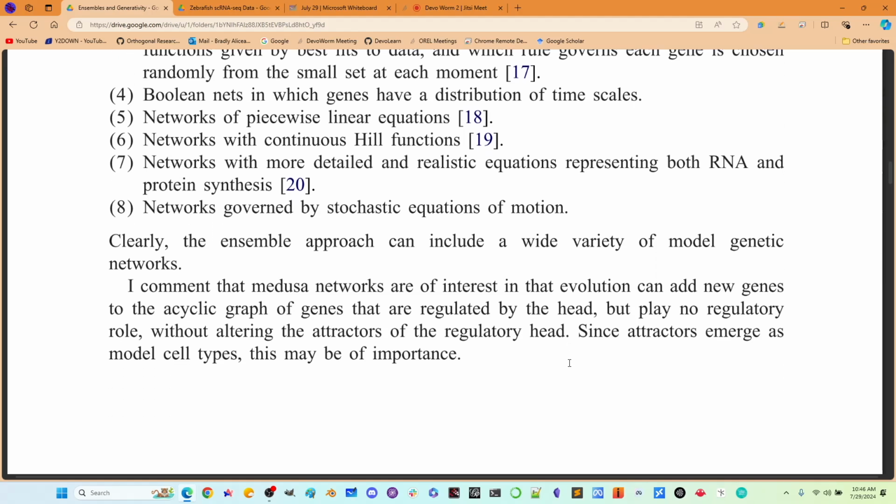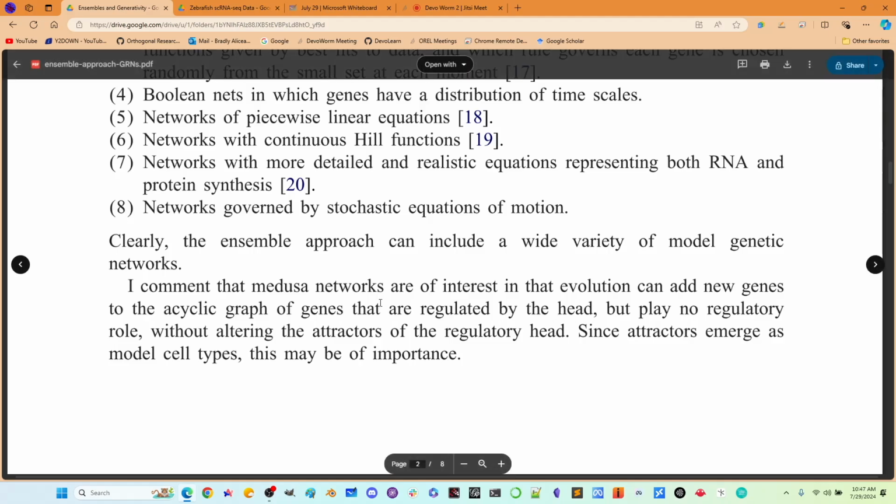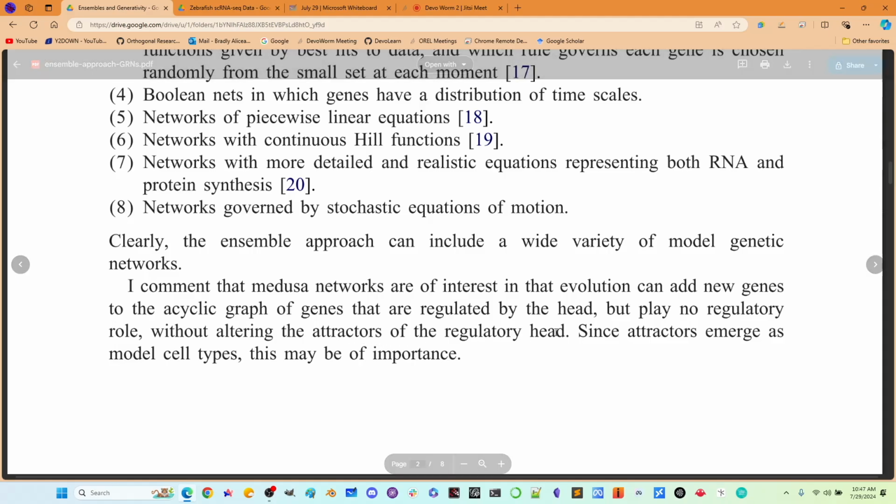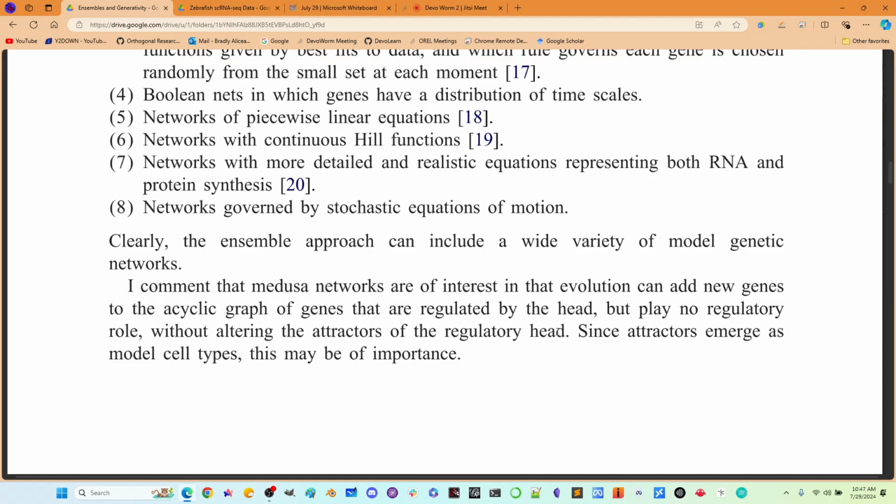The Medusa networks are of particular interest in that evolution can add new genes to the acyclic graph of genes that are regulated by the head. So you have this sort of ordered set of connections that get regulated by a head. And so the head actually serves to regulate the entire set of genes that are connected in a certain direction. So evolution can add new genes but plays no regulatory role without altering the attractors of the regulatory head. So this is where evolution is acting on the network merely in terms of selecting the components, not the regulation itself. The regulation can emerge from the interactions.